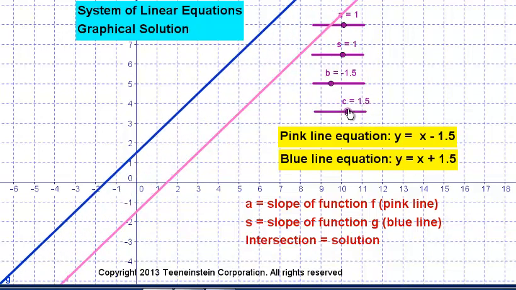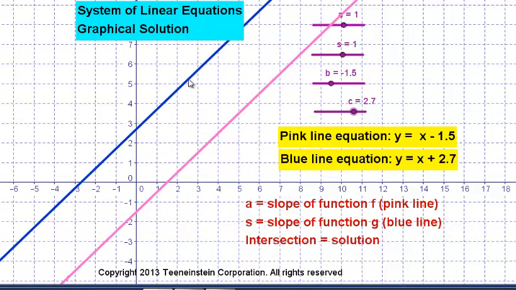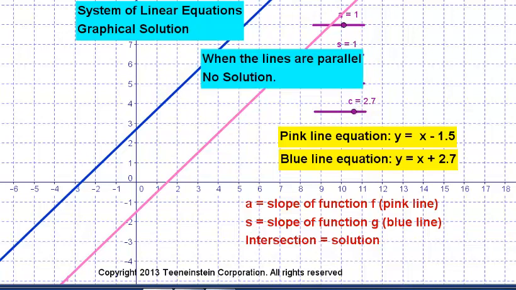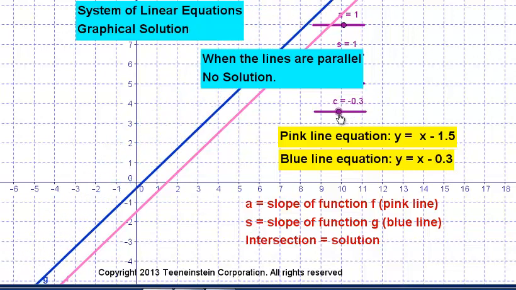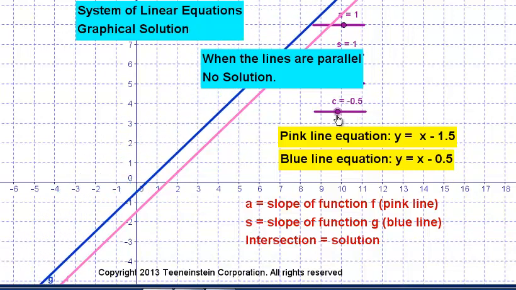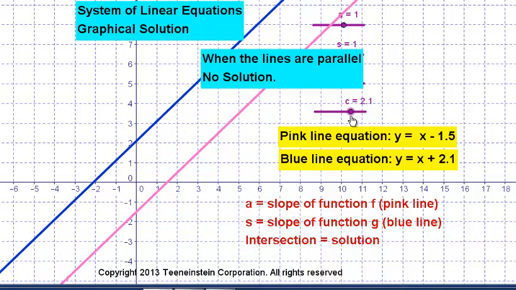When the lines are parallel, they never meet at all. When they don't meet, there is no solution. So this is one of the cases for a system of linear equations. You are given two equations. When the lines are parallel, that means the slopes are equal, and the y-intercepts are not equal. The slopes are equal, but the y-intercepts are not equal. Then there is no solution.